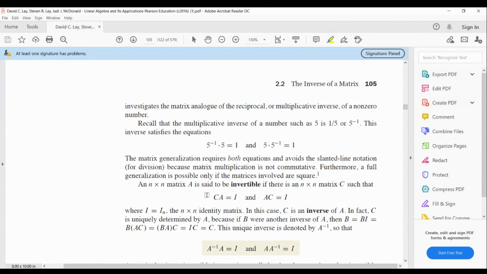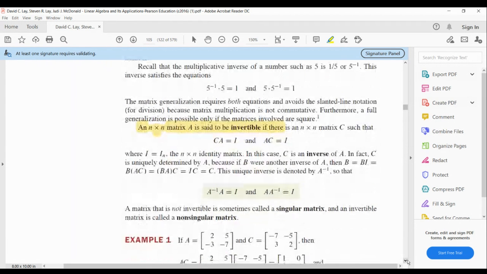We're in section 2.2. This is what I want to highlight right here. A matrix A is invertible if there exists a matrix C such that C times A equals I and A times C equals I. And I is called the identity matrix. So the identity matrix, as you recall, is the square matrix that has ones along the diagonal and then zeros everywhere else. That's called an identity matrix.